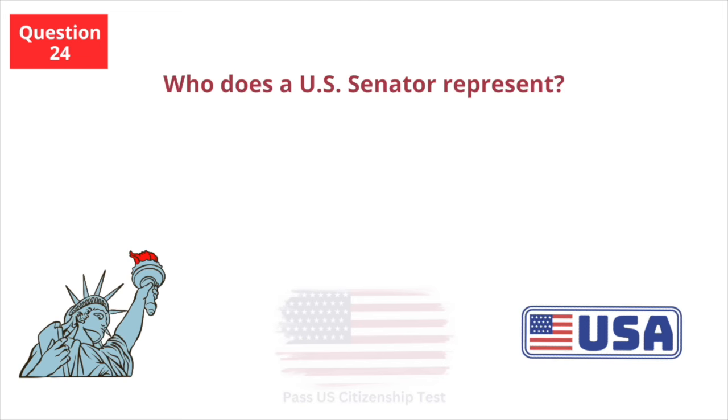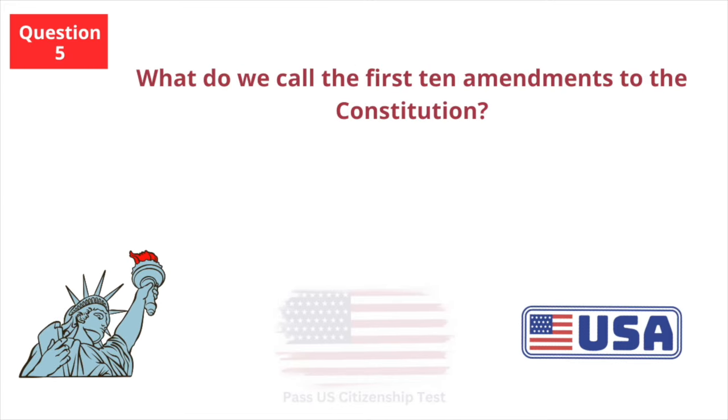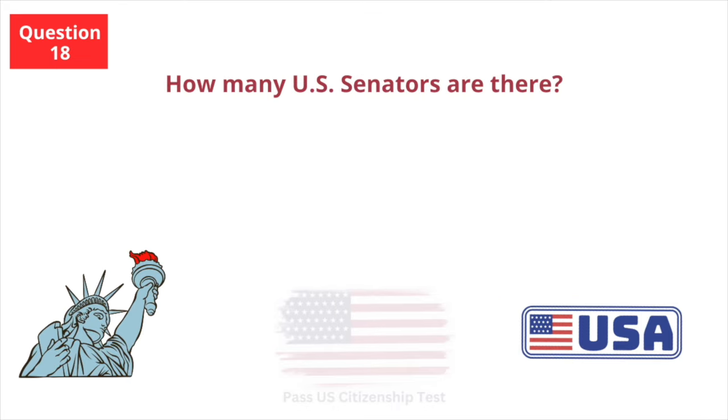Who does a U.S. Senator represent? All people of the state. What do we call the first 10 amendments to the Constitution? The Bill of Rights. How many U.S. senators are there? 100.